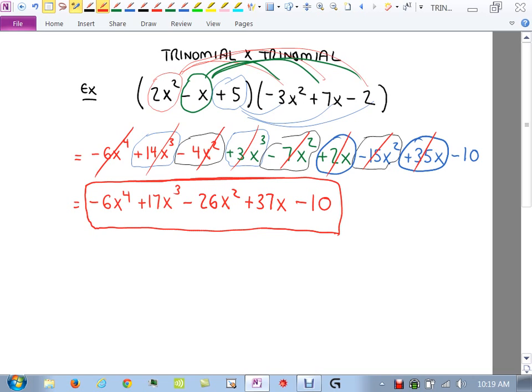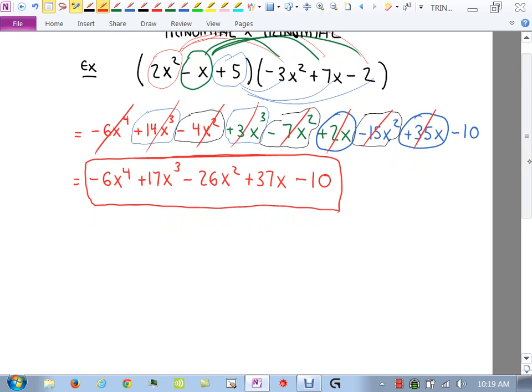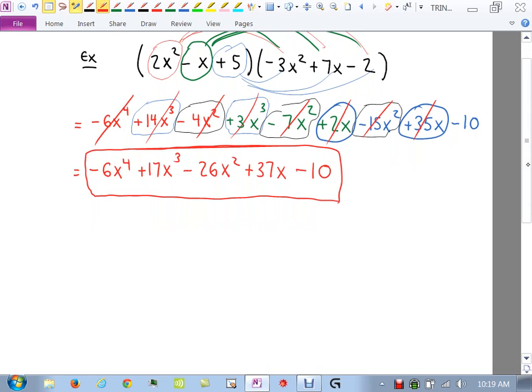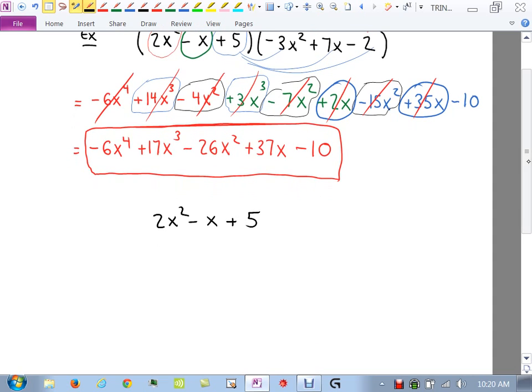Okay, now I'd like to show you quickly another way of approaching this. It's not something that I like to teach, but I'll show it to you in case you are having trouble with something like this. And some of you may have already seen this. When you have the original problem up there, 2x squared minus x plus 5, you could write 2x squared minus x plus 5. And then down, like on the side, you can write the other one, negative 3x squared plus 7x minus 2. And you create this table.